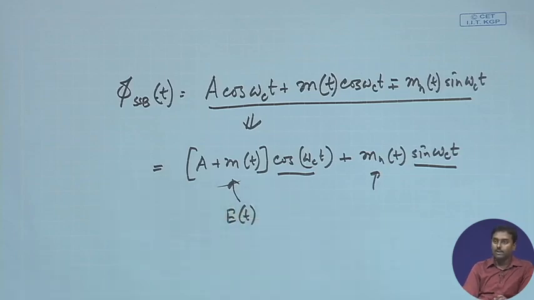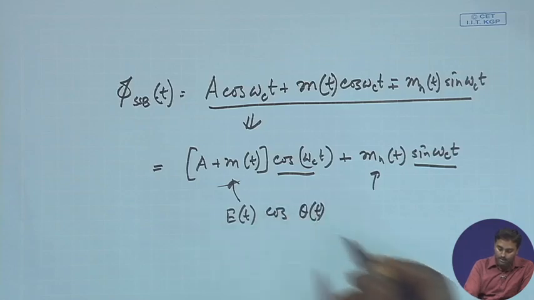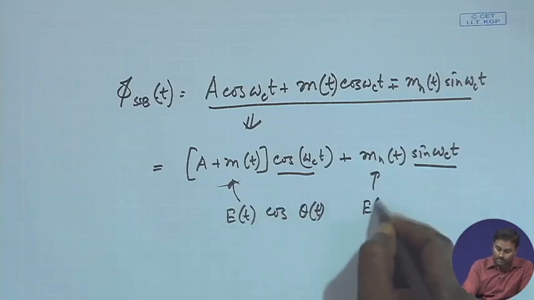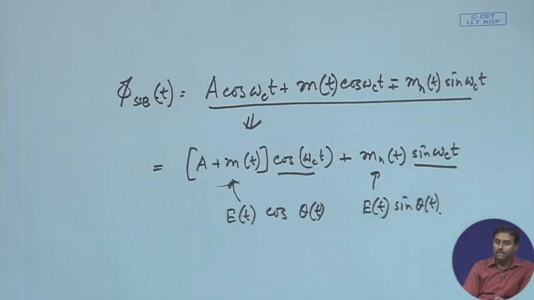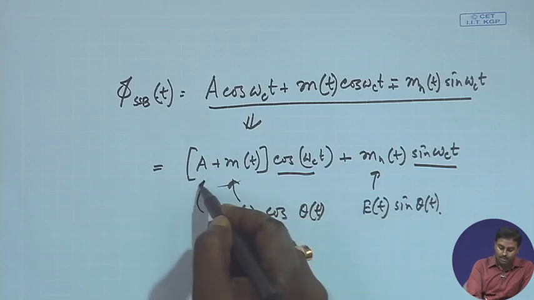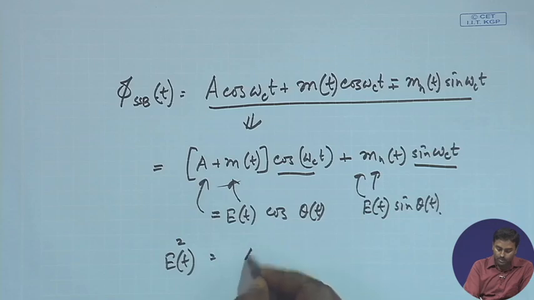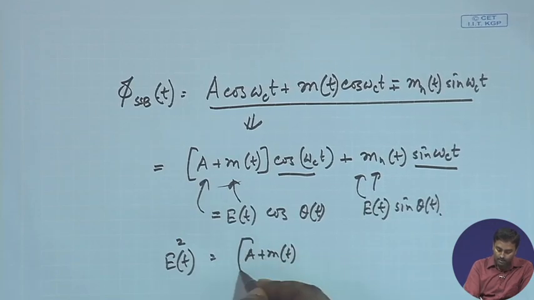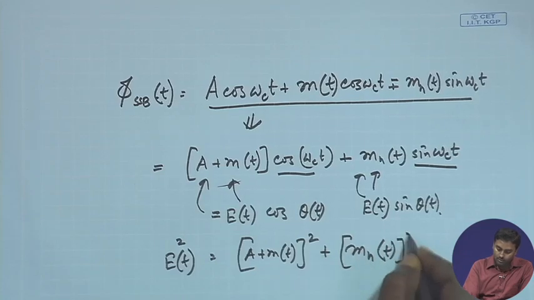Okay. So, whatever that E(t), this I can write as E(t) cos theta(t), and this, let us say, I write E(t) sin theta(t), I can always write that. Whereas, what will be the E(t)? So, if this is equivalent to this, if I just square this and add, that should be E squared(t). So, therefore, E squared(t) should be (A plus m(t)) whole square plus (m_h(t)) whole square.